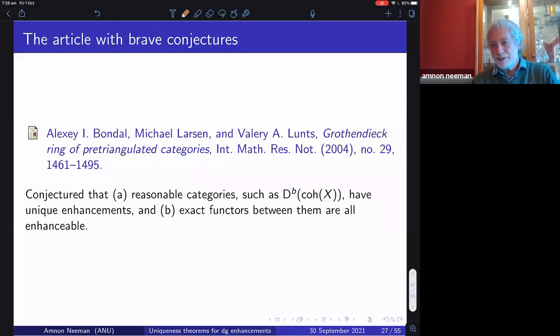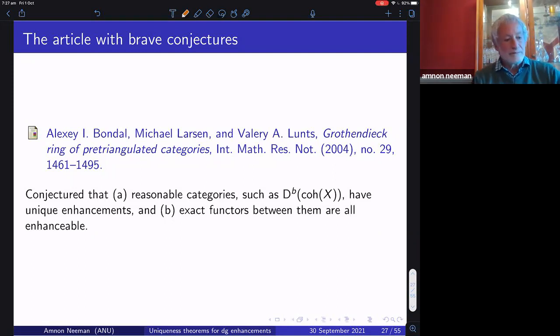The counterexamples came later. Anyway, so in some sense, we have discussed B. So B is false in the generality in which Bondal, Larsen, and Lunts stated it, but there are many special functors for which it is true. There are functors that have to be enhanceable, for example, equivalences, but not only equivalences. There are classes of functors which must be Fourier-Mukai.